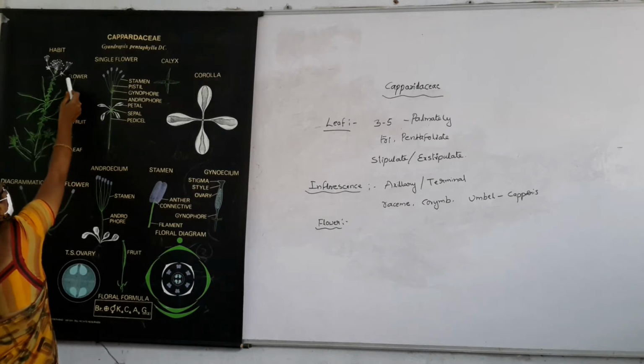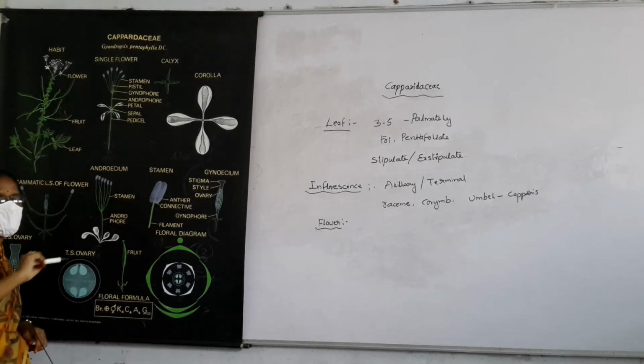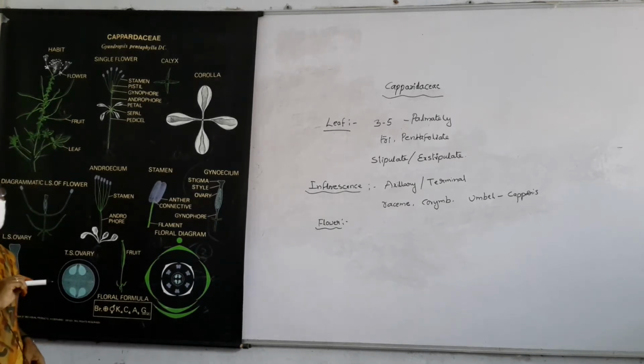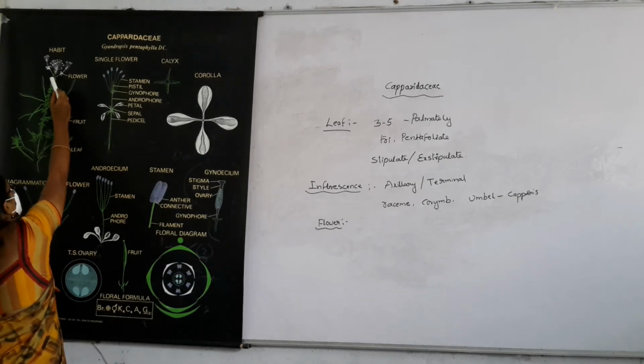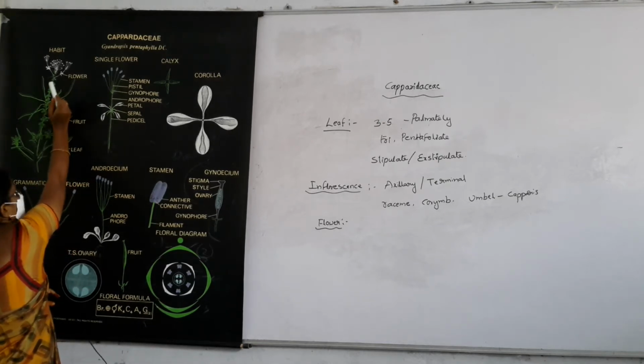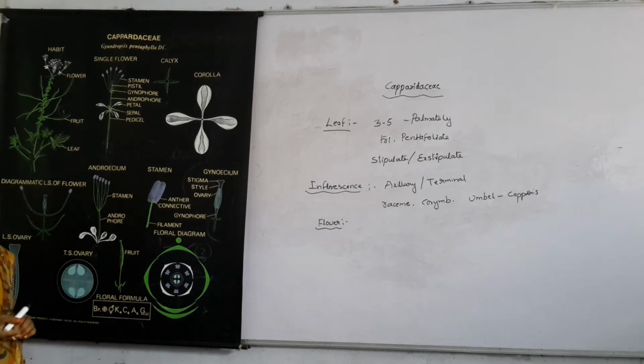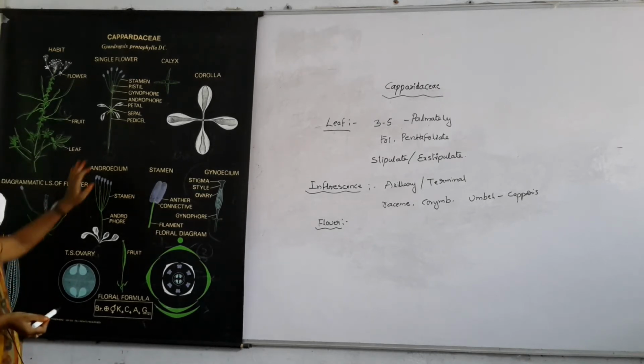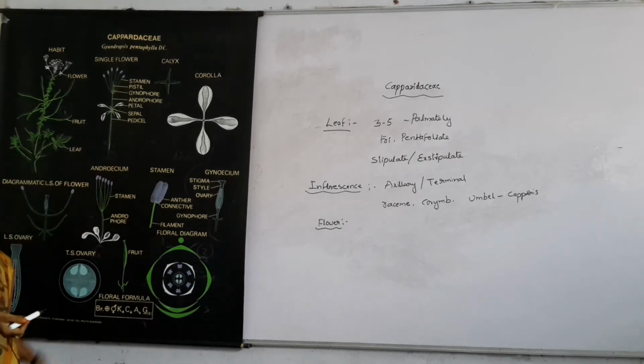Gynandropsis normally has solitary flowers. Single flowers arise from the axils of the leaves. This is one single flower, and this is one single flower. Solitary flowers. And next we will see the flower.